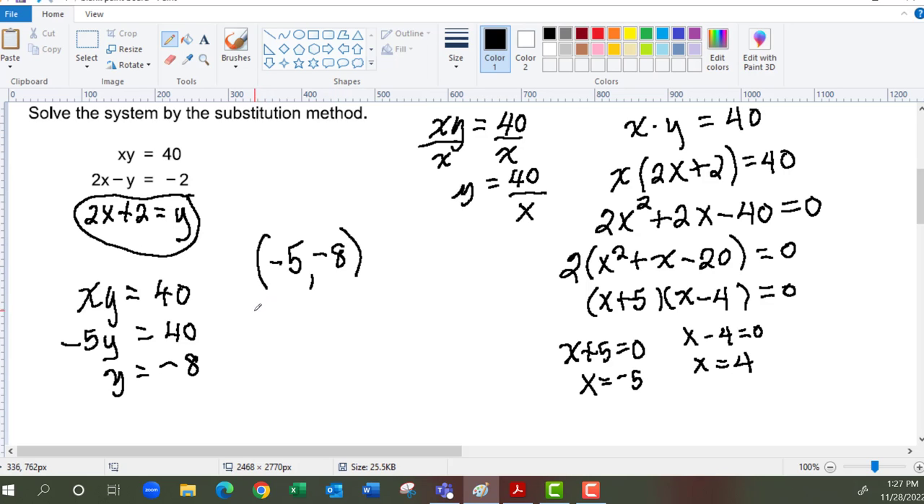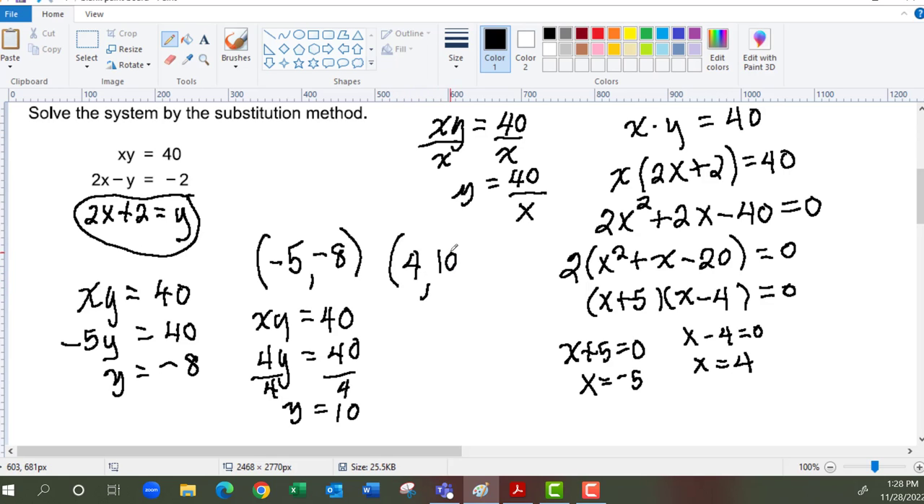The second one, x times y is 40. When x is 4, 4 times y is 40. Divide by 4. y is 10. So if x is 4, y is 10. So this time our solution set involves two ordered pairs, (-5, -8) and (4, 10).